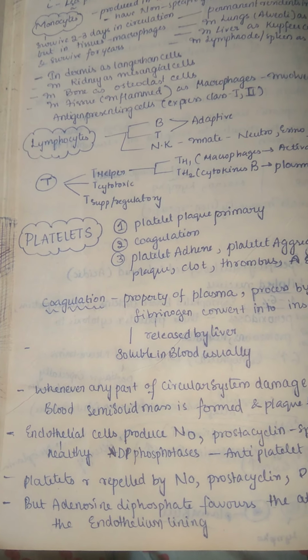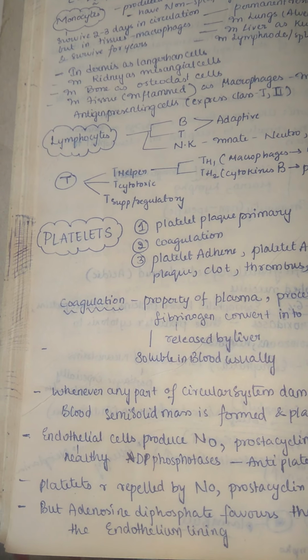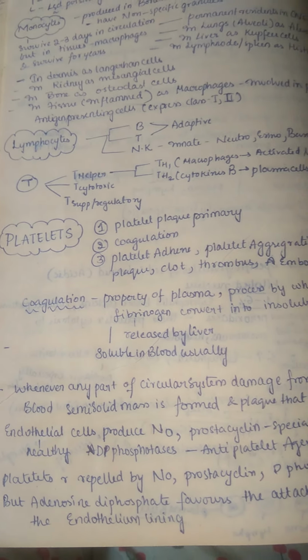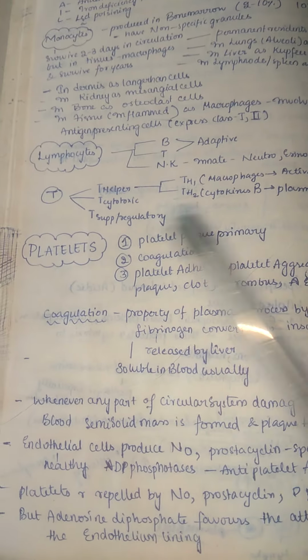Welcome to the channel. We are in blood physiology, and we are going to start the coagulation system. First we'll see an overview of platelets, and we'll continue this. So what mainly is formed by platelets?